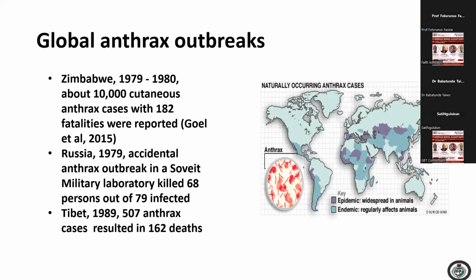10,000 cutaneous anthrax cases with 182 fatalities were recorded. And in Russia in 1979 also, there's this very popular incident where an anthrax outbreak occurred in the then Soviet Union in a military hospital that killed 68 people out of 79 that were infected. And in Tibet in 1989, 507 anthrax cases resulted in 162 deaths.